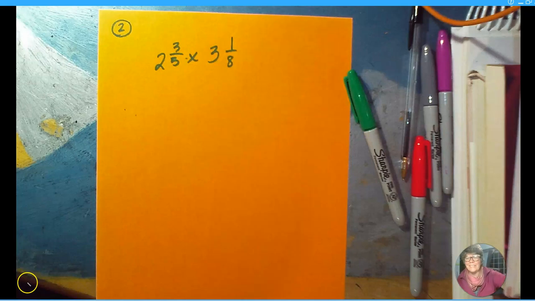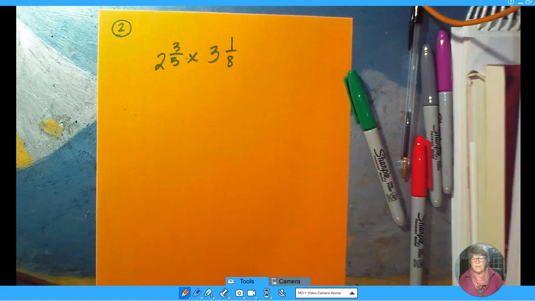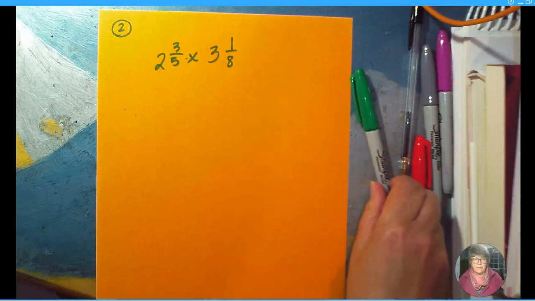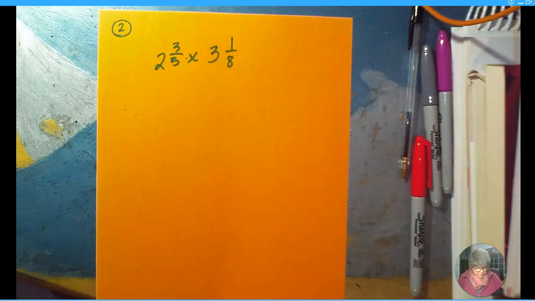Right, here we are in lesson 12, video 3, the last one in module 5, of course, and this is number 2 in your book. It says use two different methods to evaluate 2 3/5 times 3 1/8. So you have to show it in two different methods.